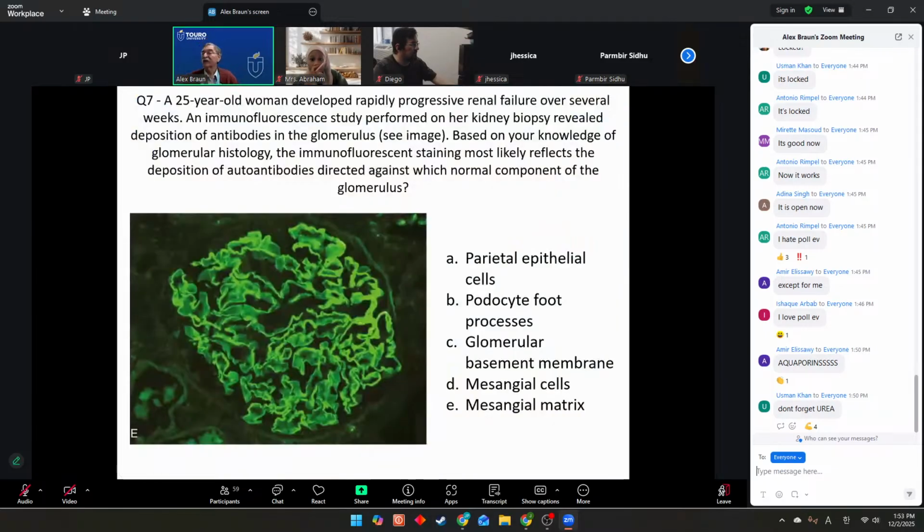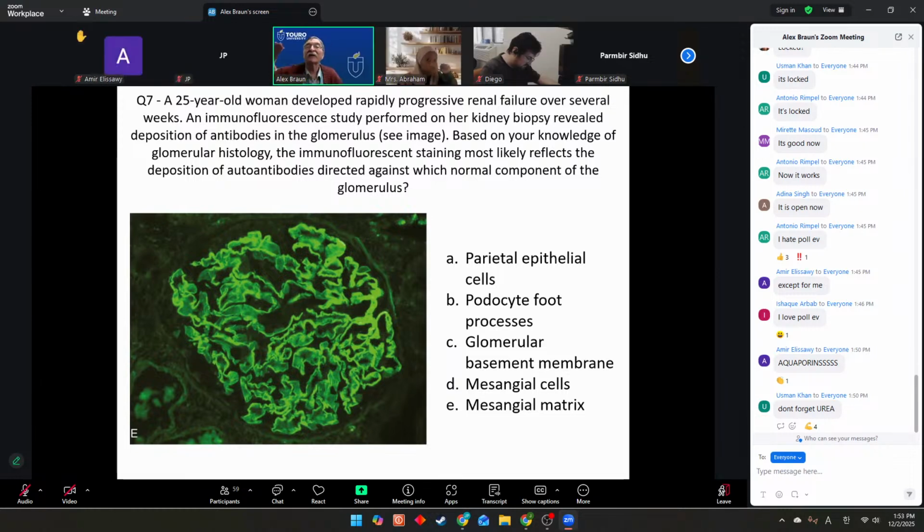Okay, this is the last question. Looking at that picture, this is immunofluorescence. This is somebody, a 25-year-old woman with rapidly progressing kidney failure. They have an autoimmune disease. Autoantibodies are directed against collagen of the glomerular basement membrane. Because collagen is linear and diffusely distributed in the glomerular basement membrane, the immunofluorescence staining is linear and diffuse, forming a linear pattern of staining along the entire glomerular basement membrane.